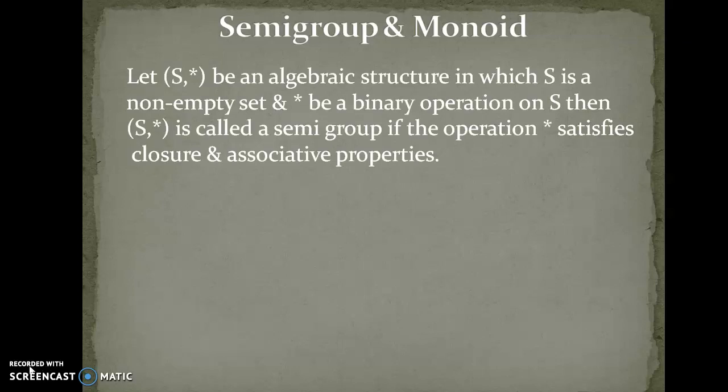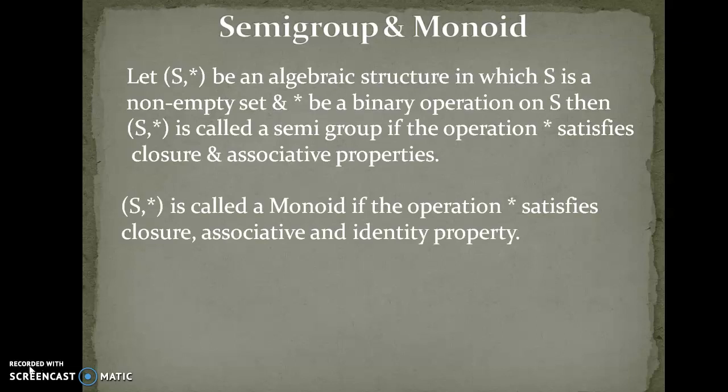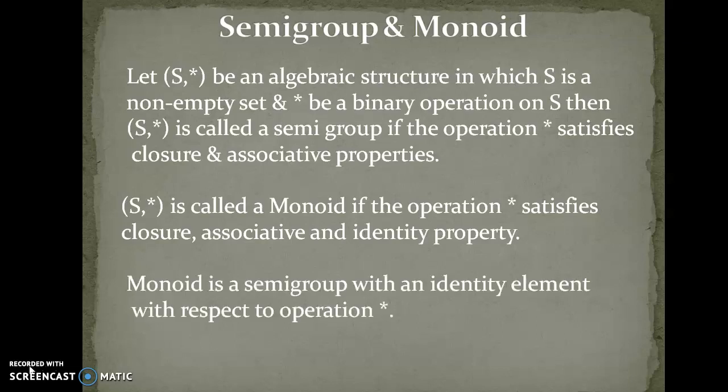Here we define semigroup and monoid. These definitions are in relation with the properties of binary operation. So a set S along with the binary operation asterisk is called a semigroup if it shows the properties closure and associativity. A monoid is defined where the properties closure, associativity and identity are true. Hence we can say a monoid is a semigroup where it contains an identity element with respect to the operation asterisk.